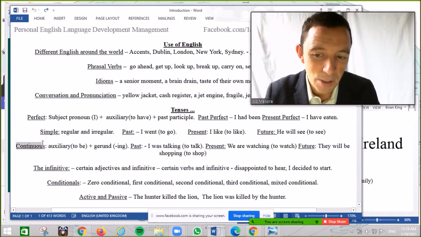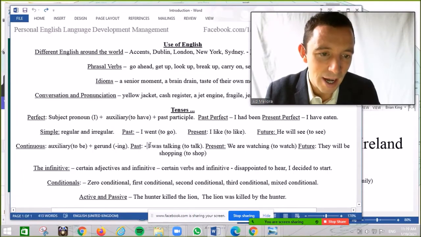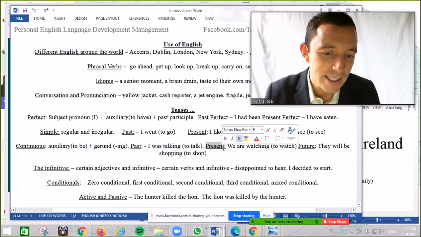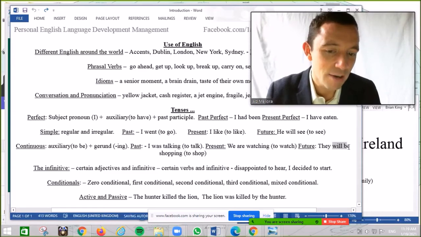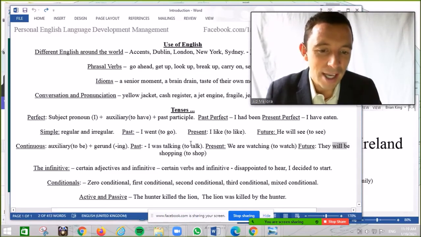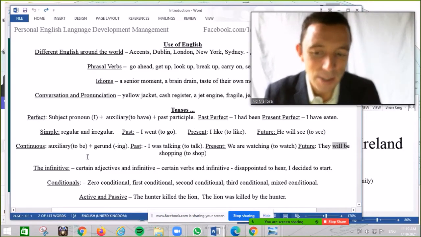Next is the continuous. So for example, the past continuous, I was talking. We have the subject, I, plus the verb auxiliary to be in the past, plus the gerundio, okay, the gerund in English. The present continuous is the similar structure. We is the subject, the auxiliary verb to be, and the gerund as well. Okay, and the future is a very similar structure as well, except will be plus the gerund. So that is the concept of the tenses, the past, the continuous, and the simple.